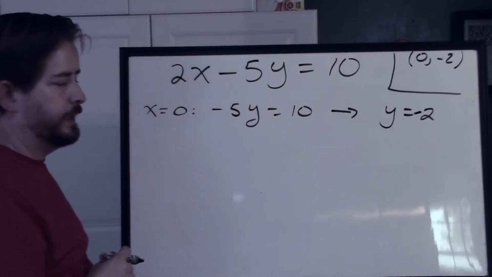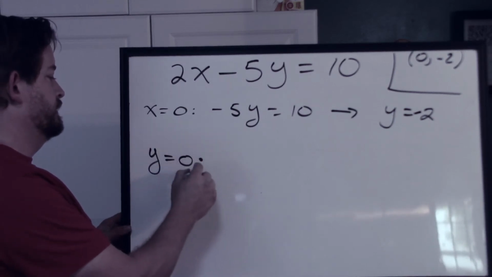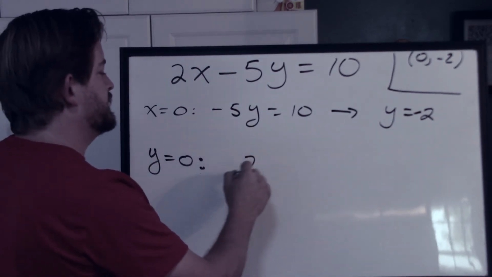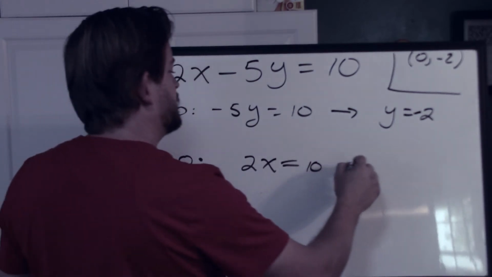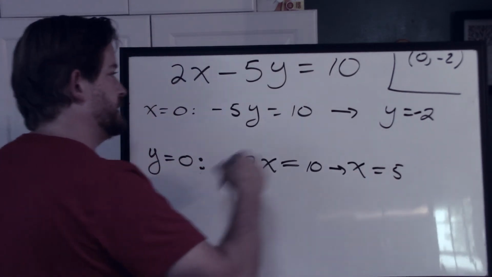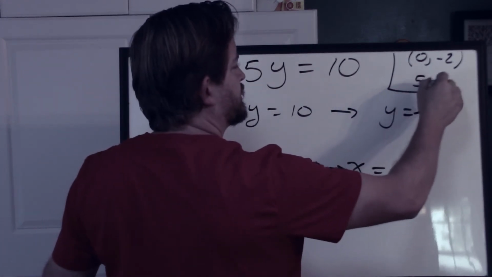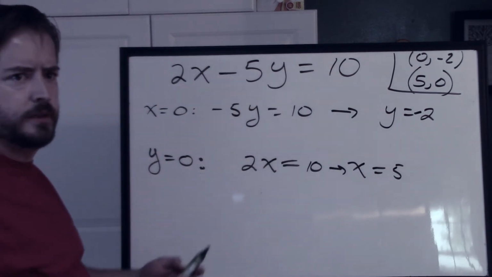Okay, I know I've got that. If y is 0, that gives me 2x equals 10. Divide each side by 2, x equals 5. So I have the point (5, 0). Make sure you get the x first. Right, get those ordered pairs in order, or else they're not ordered anymore.